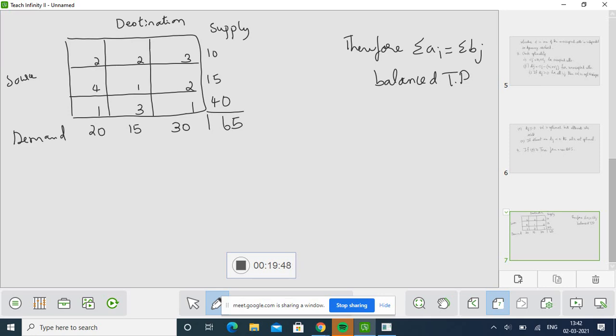Initially, what we should do? We should apply VAM. So, in order to apply VAM, what I should do? I should take the smallest number and the next smallest number in each column and subtract. So 1 and 2, 2 minus 1 is 1. Again 1 and 2, 2 minus 1 is 1, 1 and 2, 2 minus 1 is 1. Then here, smallest and the next smallest, 1 and 2, value is 1. And here what do you have? 3 minus 1, value is 2.